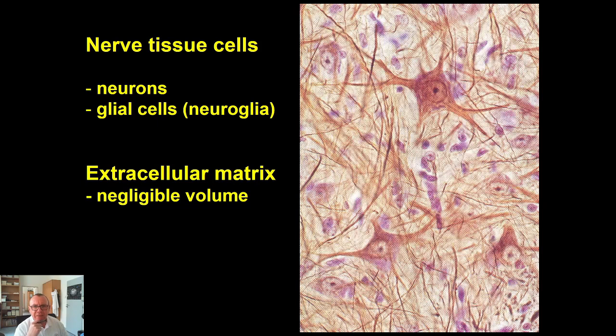These cells are typical by the processes having on their surface. Usually these processes are quite long, and the cells of nerve tissue are of two types or two families. The main of them are neurons. The second, but also important and more numerous, are glial cells or cells of neuroglia.